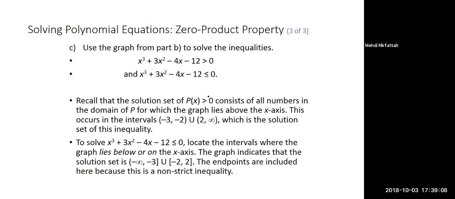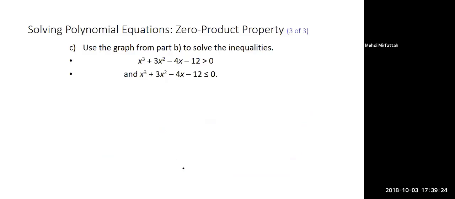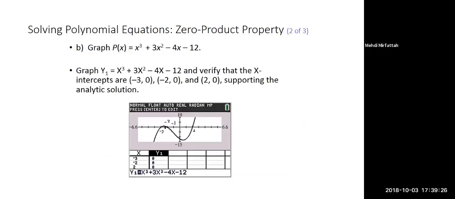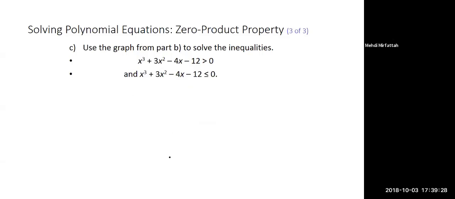So p of x is greater than 0, like I showed you, from negative 3 to negative 2, and from 2 to infinity, and less than 0 from negative infinity to negative 3, and from negative 2 to 2. We can easily verify that just by looking at the graph, which portion is positive and which is negative.